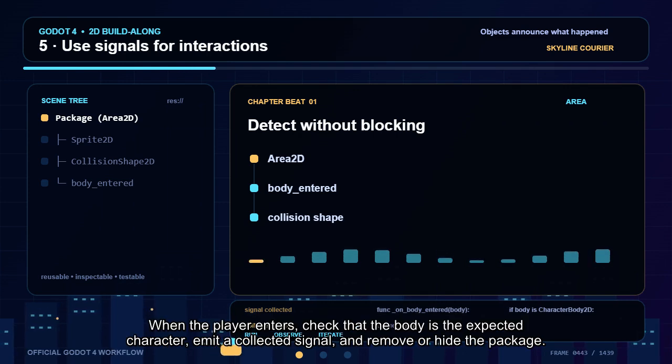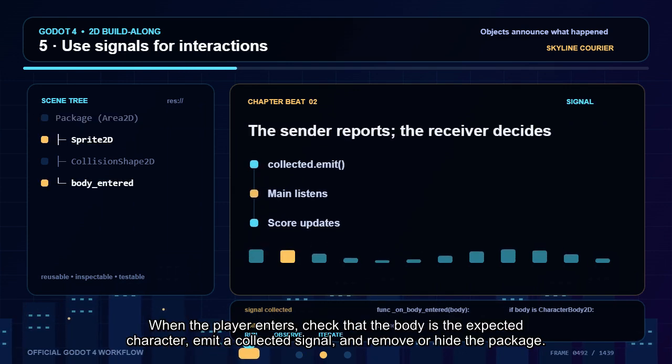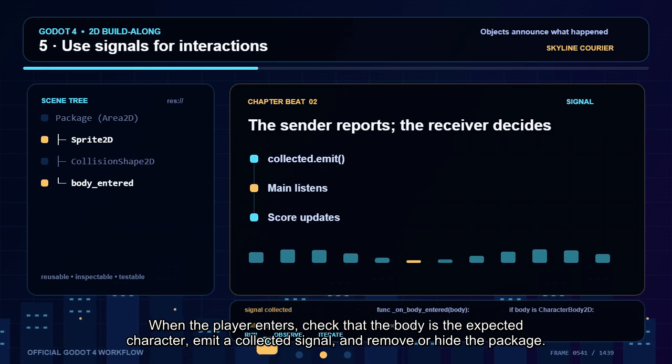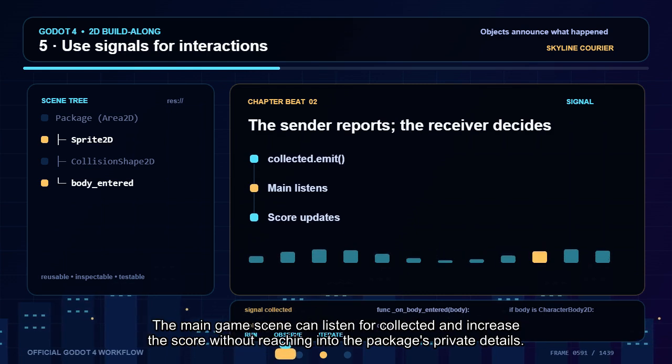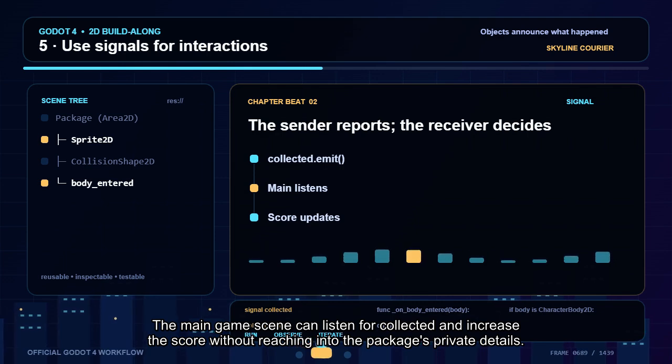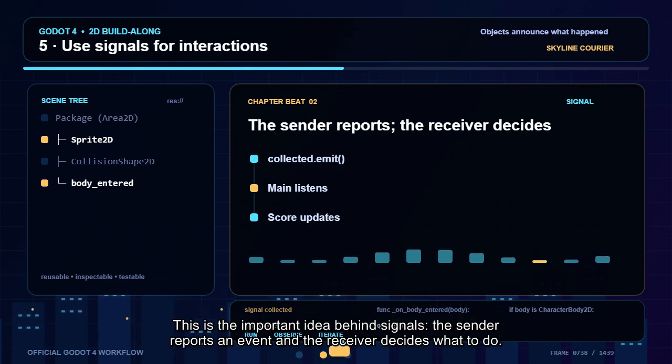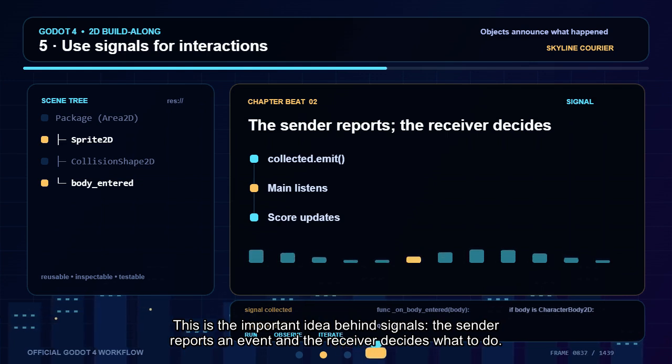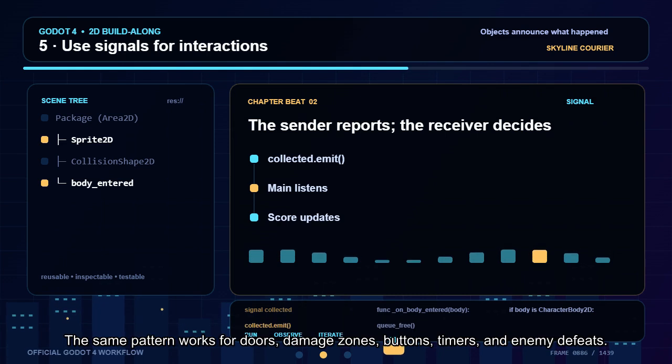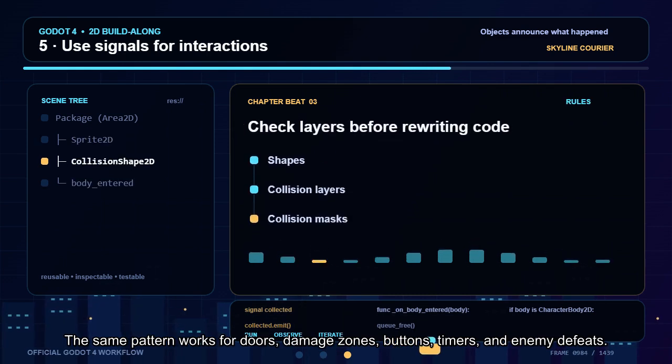When the player enters, check that the body is the expected character, emit a collected signal, and remove or hide the package. The main game scene can listen for collected and increase the score without reaching into the package's private details. This is the important idea behind signals. The sender reports an event and the receiver decides what to do. The same pattern works for doors, damage zones, buttons, timers, and enemy defeats.